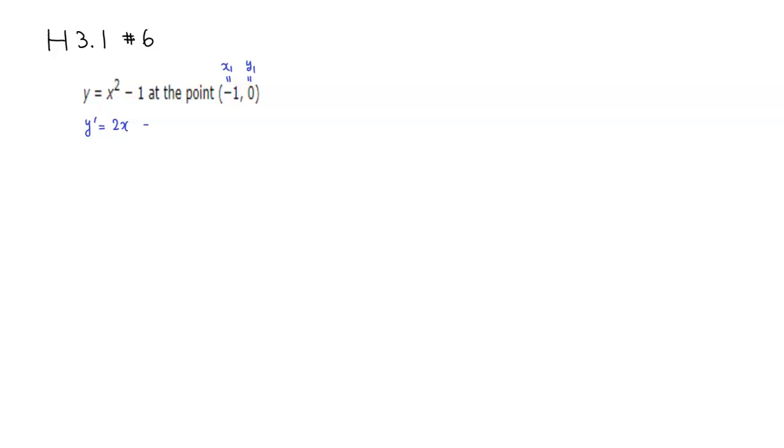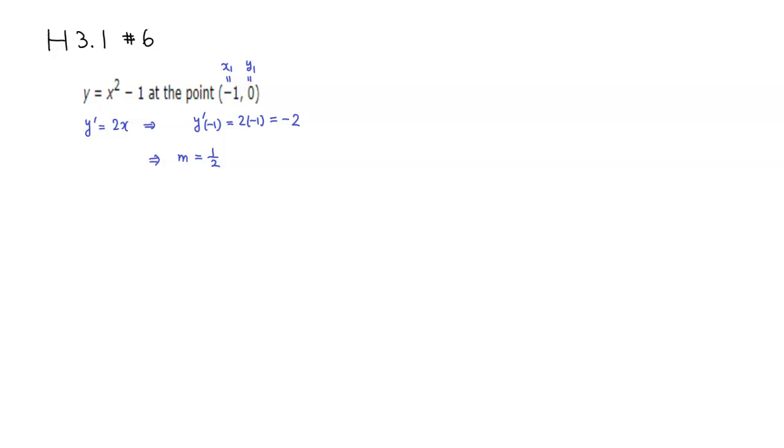Then in order to find the slope, m is going to be equal to y prime, and you plug in negative 1. So this is 2 times negative 1, which is negative 2. But we have to take the negative reciprocal, so maybe I shouldn't have called this m. The slope of the normal line is going to be the negative reciprocal of negative 2, so the slope is positive 1/2.